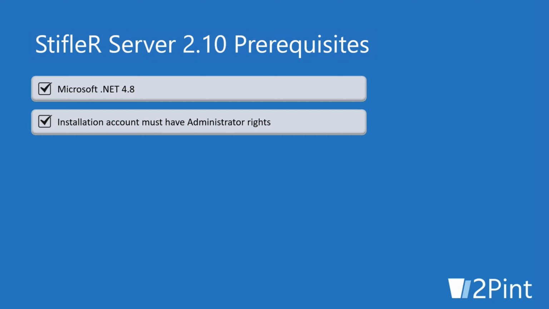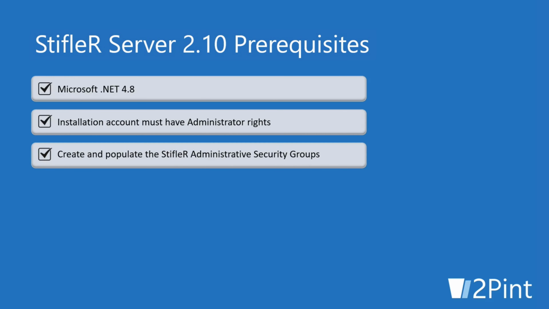The account that you use to install the software will need to have administrative rights on the machine. In our documentation, we reference 3 administrative security groups. These can be domain groups or local groups. They are referenced during the installation wizard, so it's good to get these groups created prior to installing the software.